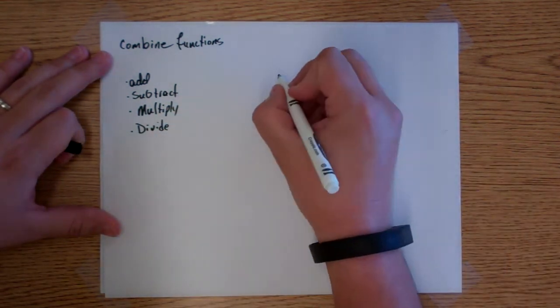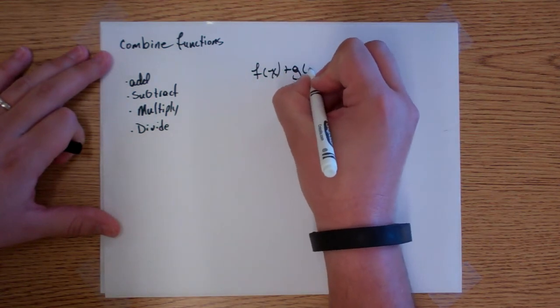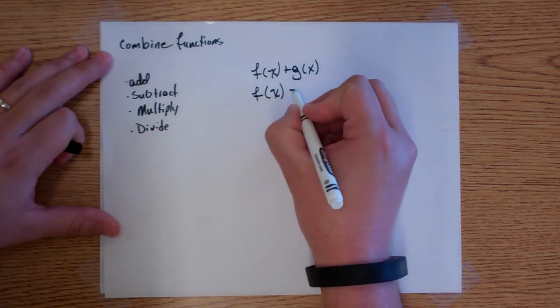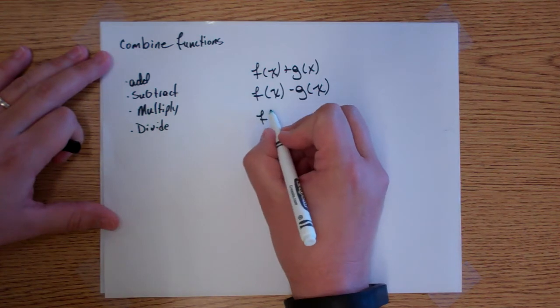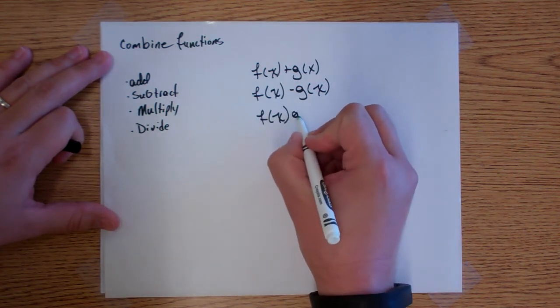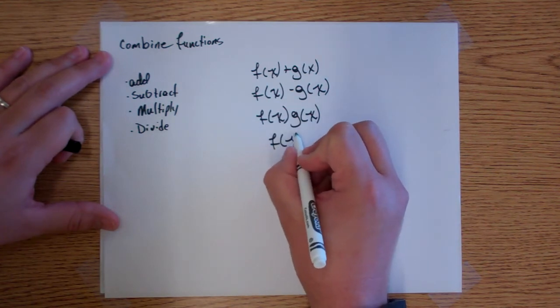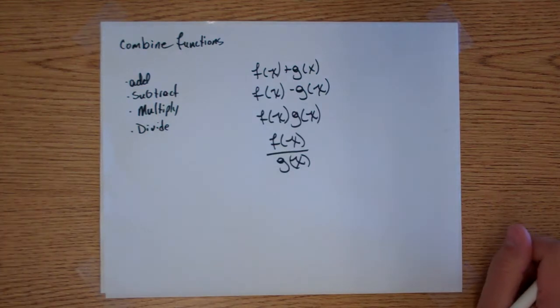All right. So if you added them, it would look like f of x plus g of x. If you subtracted them, it would look like f of x minus g of x. If you multiplied them, it would be f of x g of x. And if you divided them, it would be f of x over g of x.